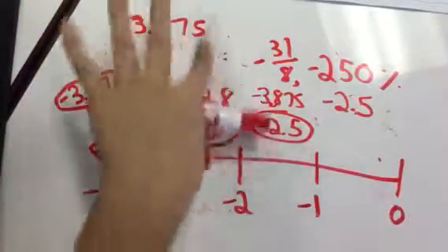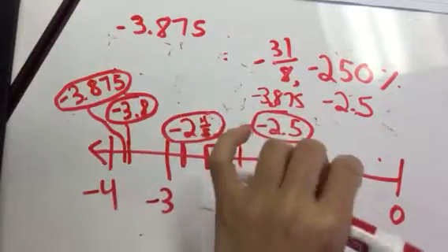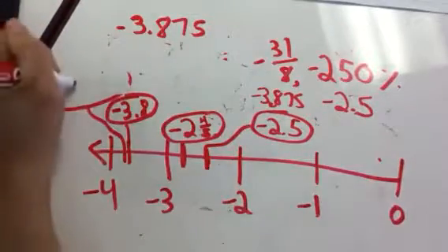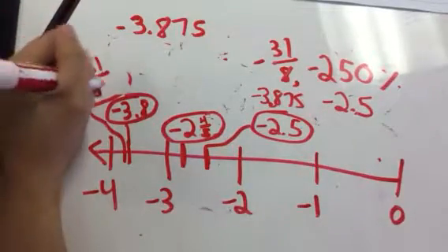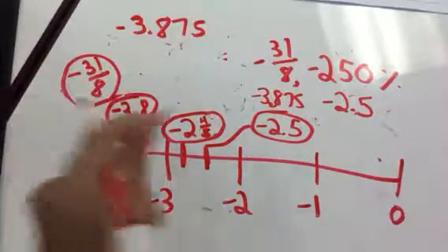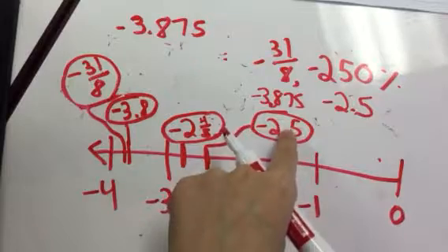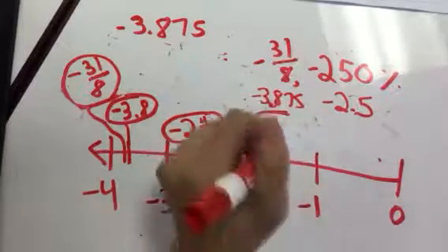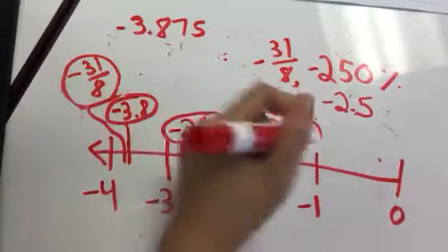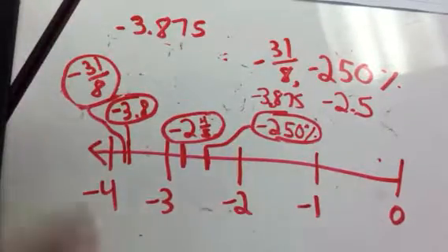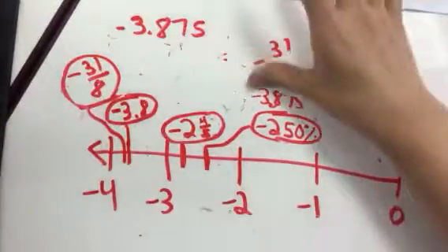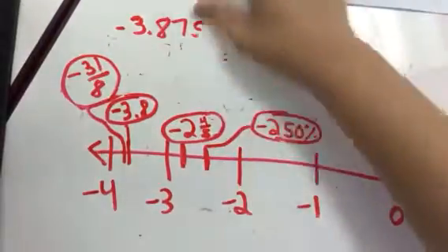Our next number is -3 and 875 thousandths. That was actually originally -31/8. And last but not least, our -2 and 5/10 used to be -250%. So on your STAR test, you will probably see a question like this versus the one with all decimals. But yeah, it looks something like this.